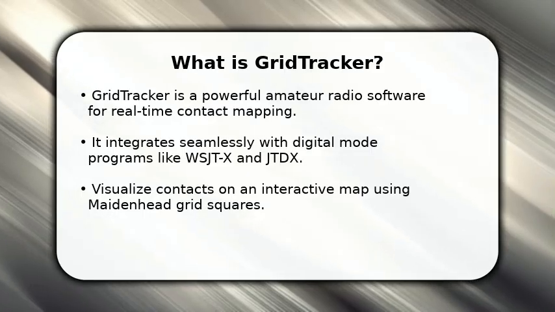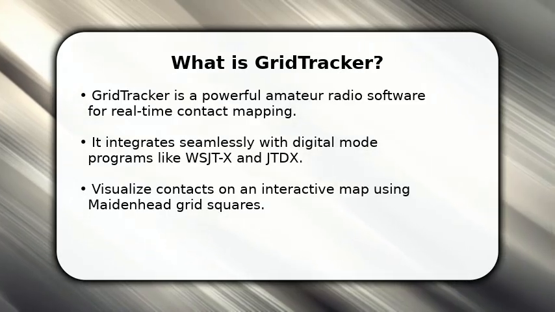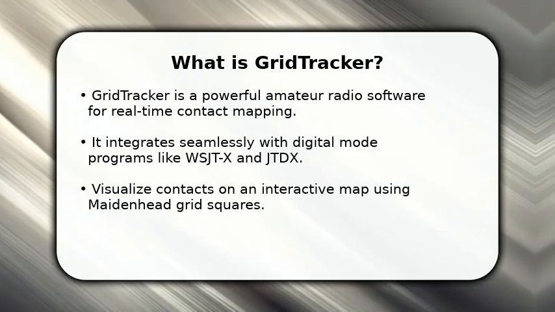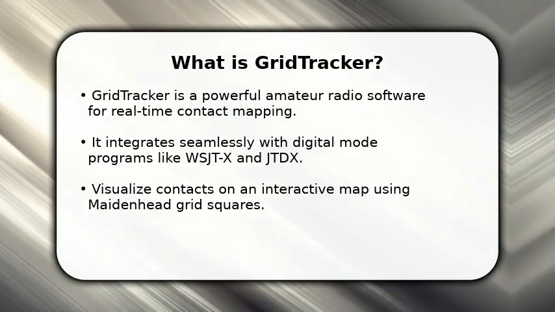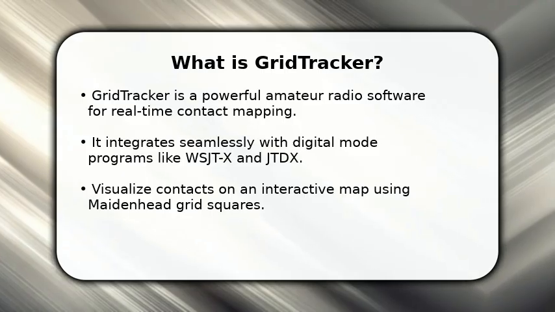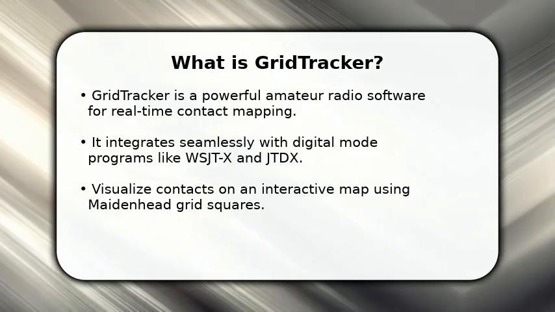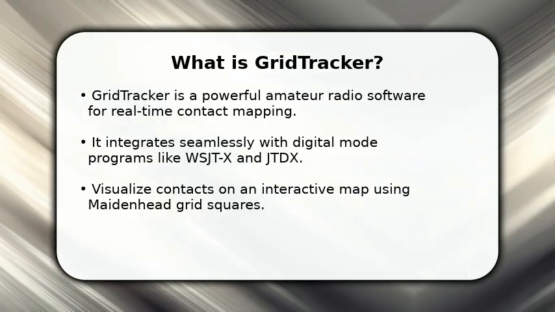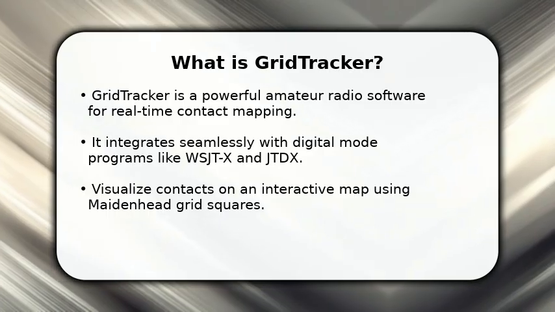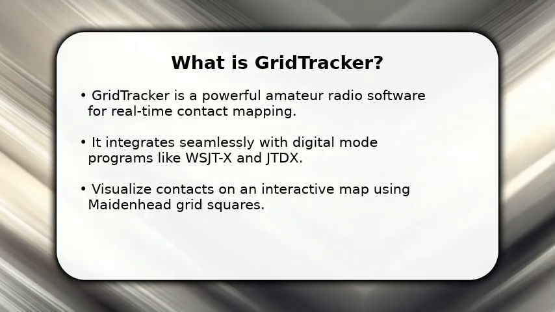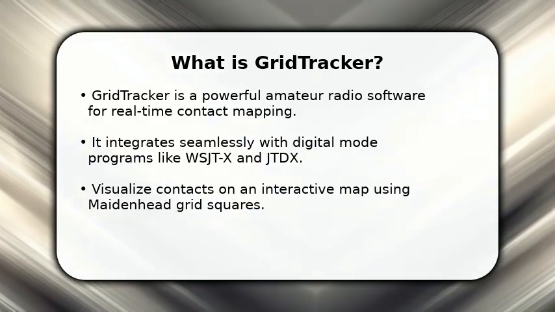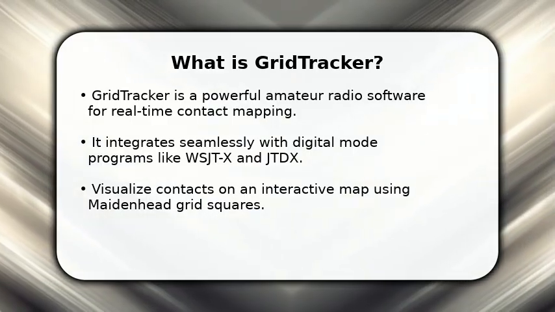In this video, I will explain how to use Grid Tracker. Grid Tracker is an indispensable tool for amateur radio operators designed to enhance your digital mode experience. It acts as a central hub, listening to traffic from software like WSJTX and JTDX. This allows you to visualize your radio contacts on a dynamic, interactive map, displaying them by their Maidenhead grid squares. It's a fantastic way to see your global reach in real time.